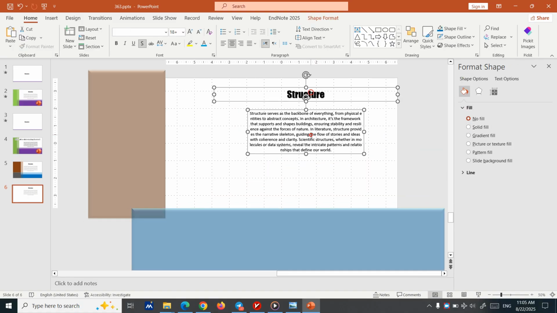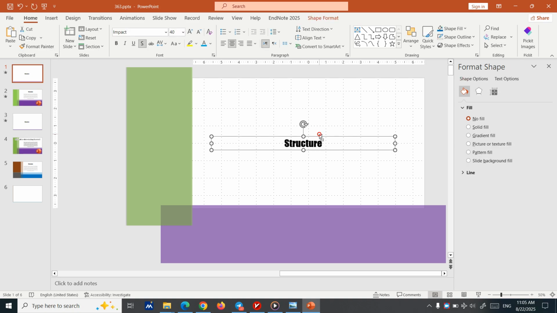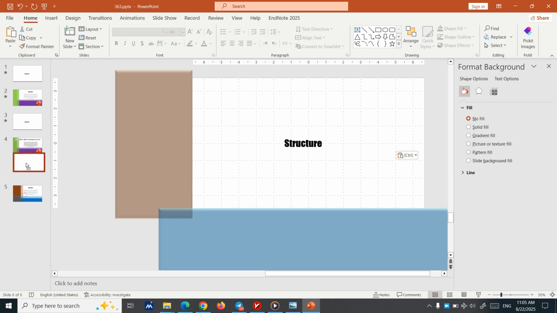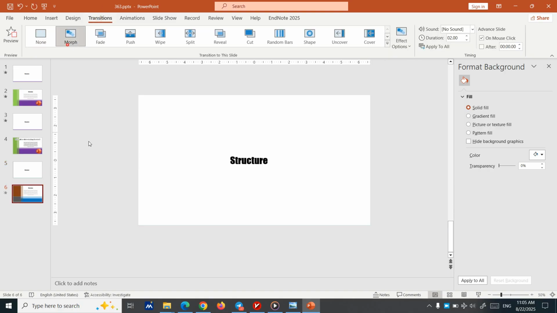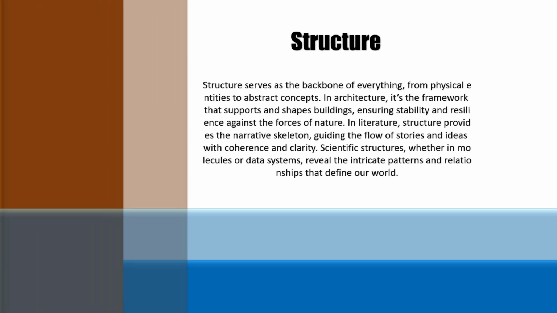Now we just delete these two texts and copy this text that is aligned center and in the middle. Paste it here. Now set the transition to morph. And let's have a look at what masterpiece we created. Okay, you see it looks pretty amazing.